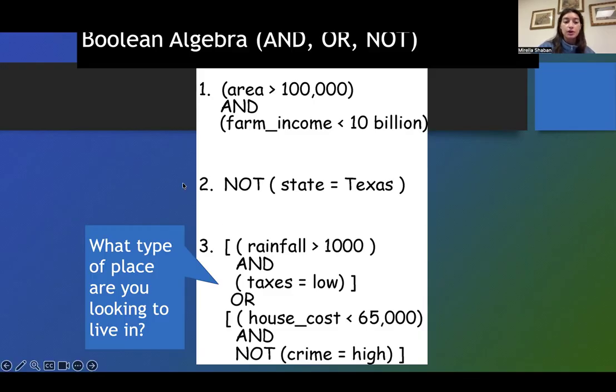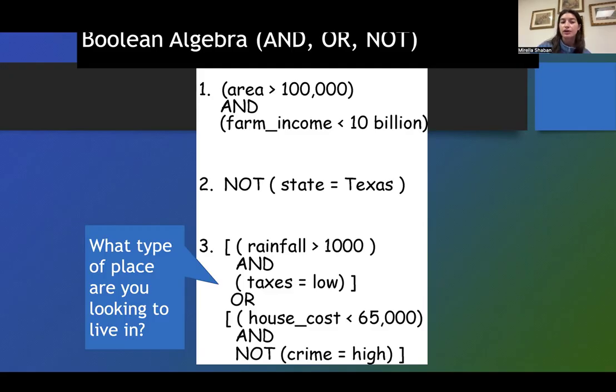And you'll see down here in our third example, we have a combination of our set and Boolean algebra where we have and as well as or values here. And we also have and as well as not values, all within the same equation, so that our output is some area where rainfall is greater than 1,000 and taxes are low. Or, if that isn't the case, the house cost is less than 65,000 and the crime is not high.